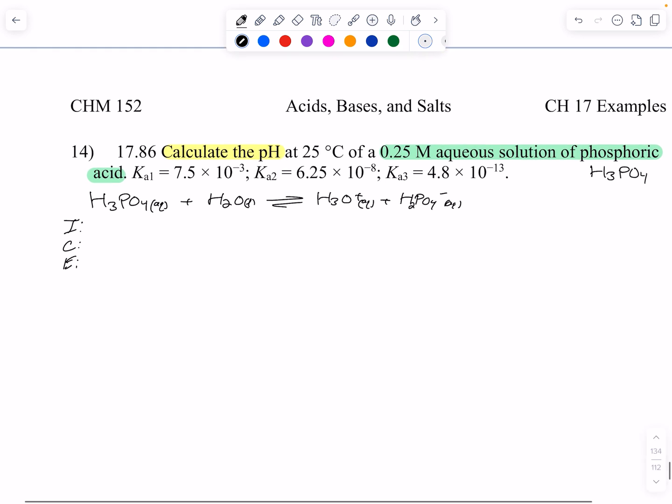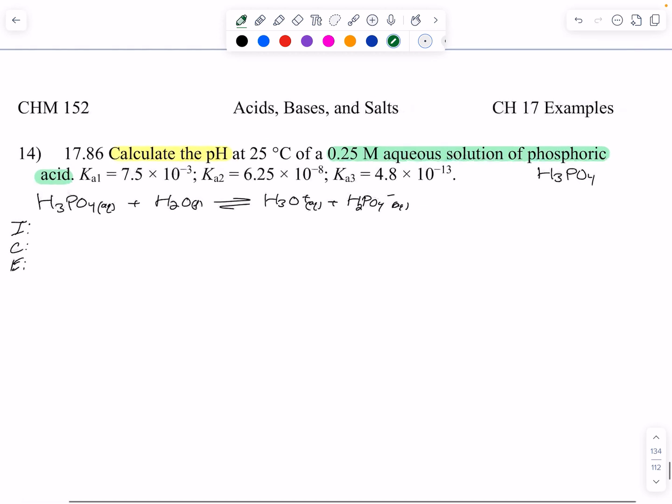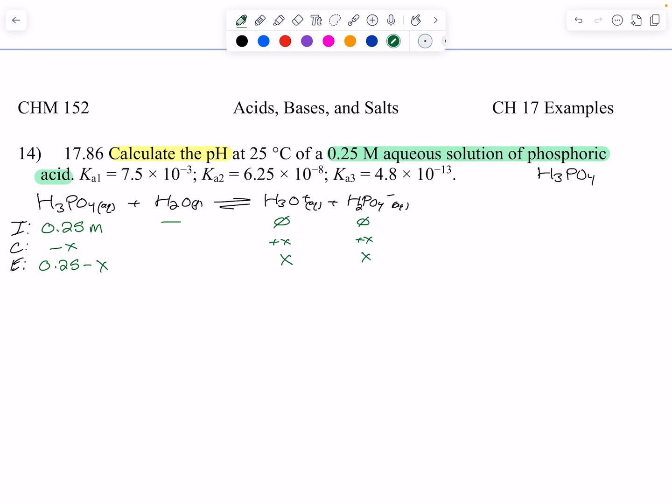And so we have 0.25 molar to start with. Oh, sorry about that. 0.25 molar. None and none. Minus X, plus X, and plus X is the change. So 0.25 minus X, X, and X. Our Ka1 expression: hydronium, dihydrogen phosphate, over phosphoric acid.